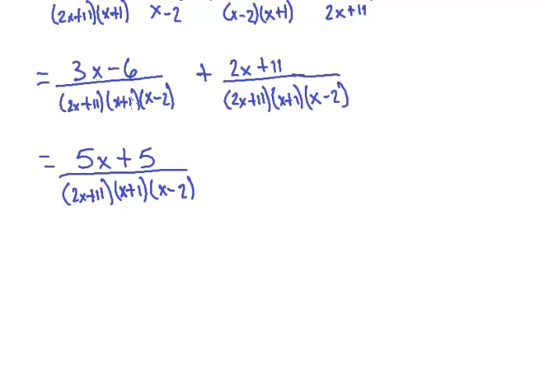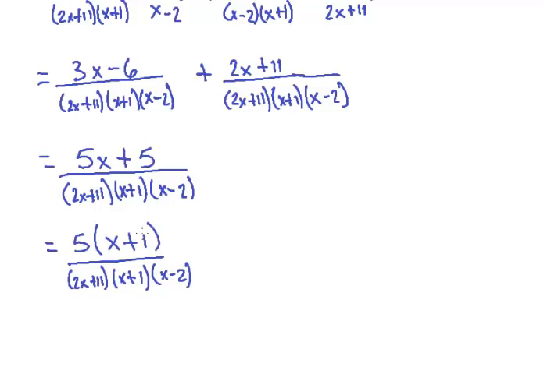Now notice that we can factor the numerator. We can use greatest common factor and factor number 5. If we factor number 5 on the numerator, we're going to get x plus 1. So that thing, because it's repeating also on the denominator, can be cancelled, which is what we're going to do. We're going to cancel the x plus 1. That's going to leave us only with the number 5 and in the denominator the 2x plus 11 inside parentheses and the x minus 2 inside parentheses.